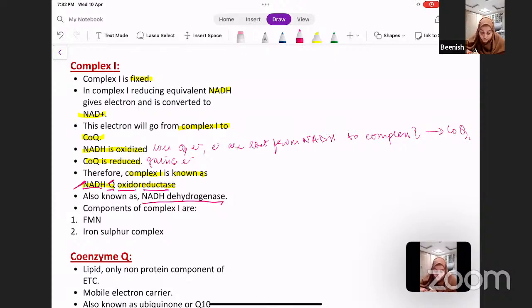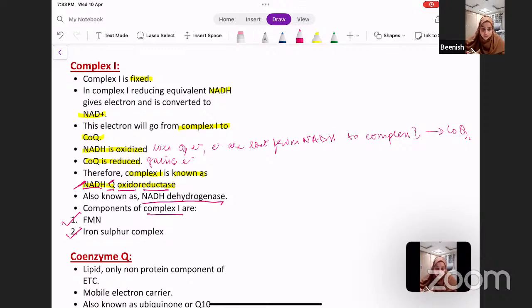Now, the components of complex 1 are FMN and iron sulfur complex. Your electrons from NADH go to complex 1, and in complex 1, it is first accepted by FMN, changes into FMNH, and then it goes to the iron sulfur complex, and then from this it is taken up by coenzyme Q. You need not go into so much detail about each acceptor within the complex; you can just skip that. Just know that electrons from NADH are taken up by complex 1, and then complex 1 gives it to coenzyme Q. So ultimately NADH is getting oxidized and coenzyme Q is getting reduced.